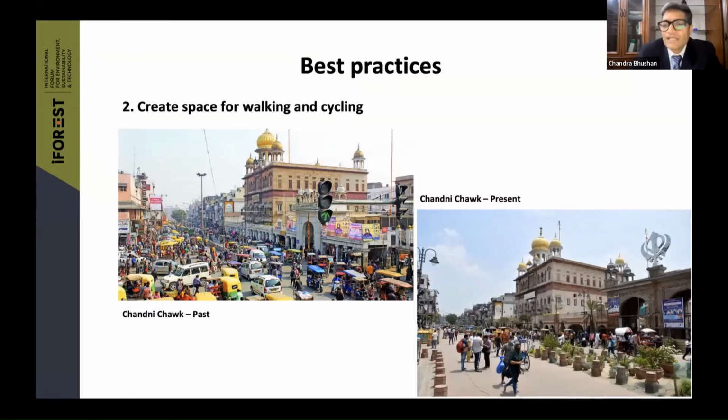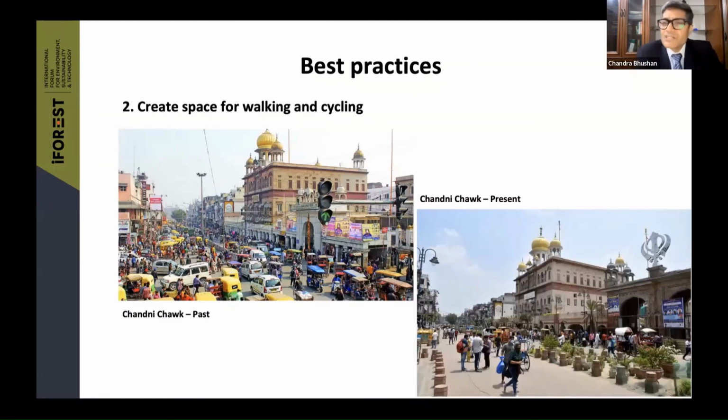This is what the New Chandni Chowk looks like, where people can walk and there's enough space to walk, to chat, to shop, to eat, and create a community space. And this is what every city has to think about. How do you create places in the cities where people can come, people can engage, people can walk, laugh, rather than being afraid of getting hit by a car on the road?